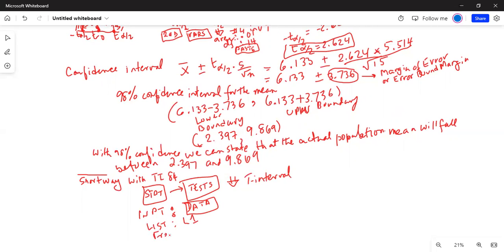Frequency is automatically set as 1, do not touch it. C-level is what we have to change. C-level will be 0.98. So change the C-level to 0.98 and then bring the cursor on calculate and hit enter.